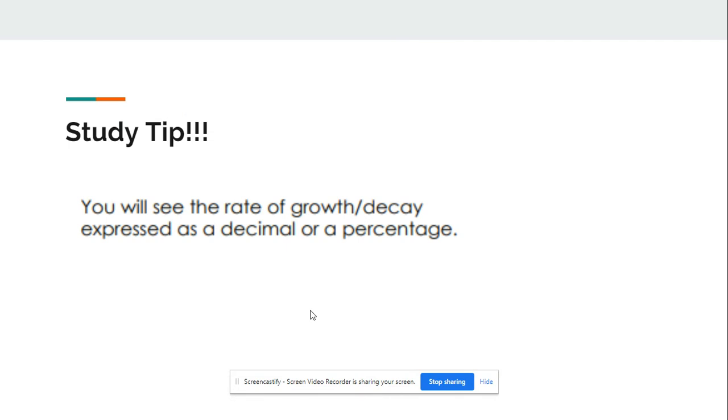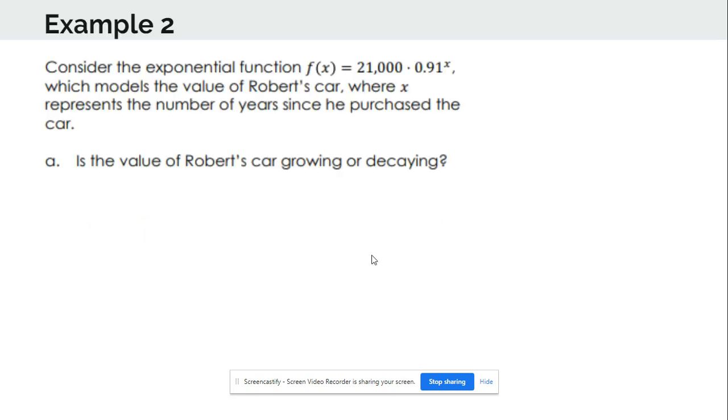An important study tip, and please take note for this. You will see the rate of growth or decay expressed as either a decimal or a percentage. Either way, so I wanted you to be mindful of that. It just depends on the problem with how it will be written, and either one is correct. Let's look at another example.